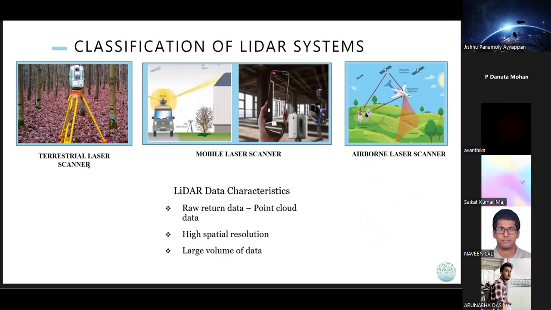It can map rock outcrops. It can map trees or archaeological sites too. And it can provide very high and accurate data, and it will also be very high resolution.